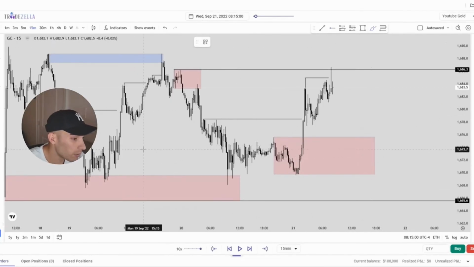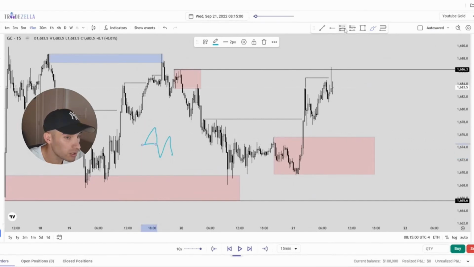Again, from a retail perspective, when you see traders look for that break of structure there, they want to be using these areas as a sell.